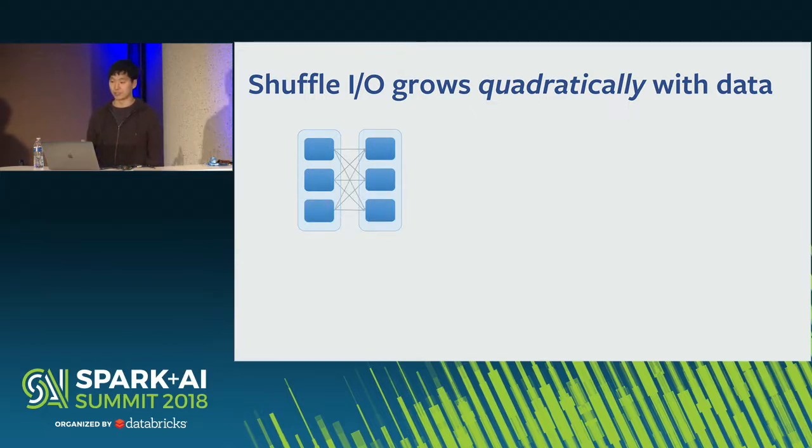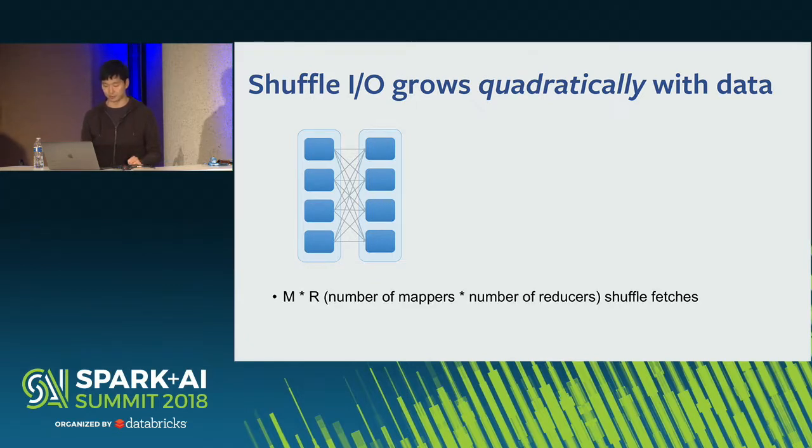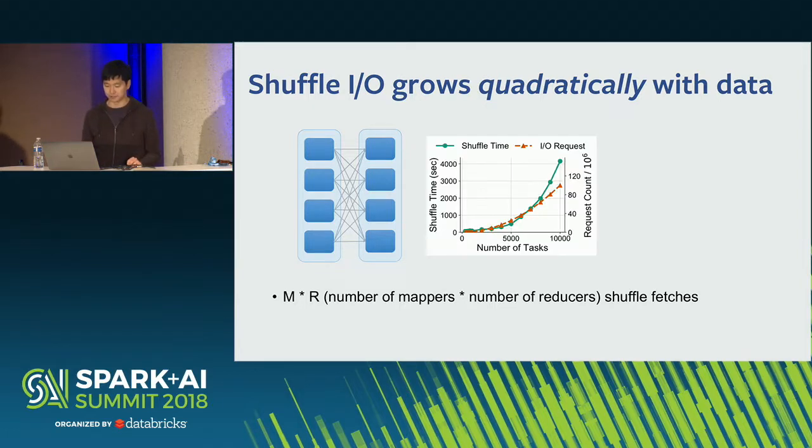Now, if you add more data and partition it accordingly into more tasks, you actually see how the I/O grows quadratically. Here we have 4 map tasks, 4 reduce tasks, and now we have 4 times 4 equals 16 different shuffle requests. Like I've been saying, the math is pretty simple. It's just M times R, the number of mappers times the number of reducers, shuffle fetches required.